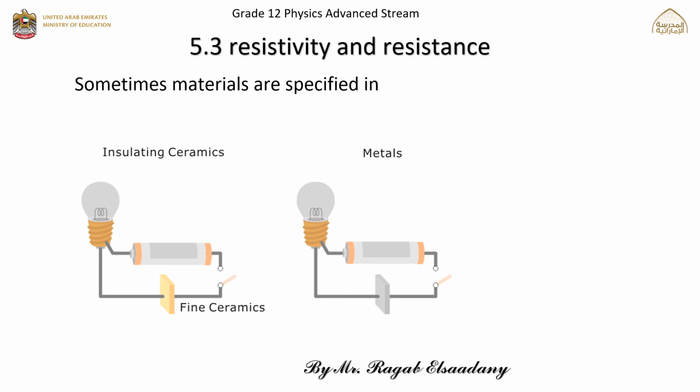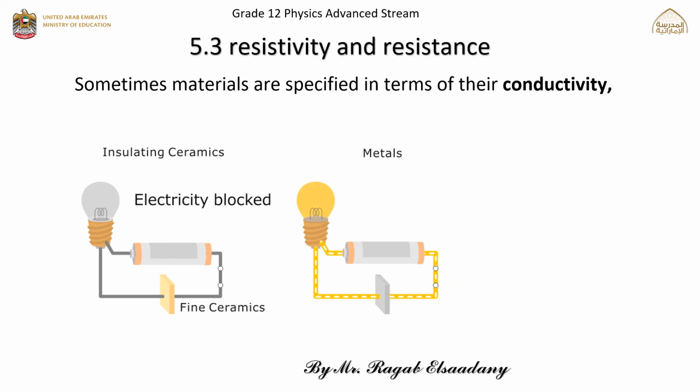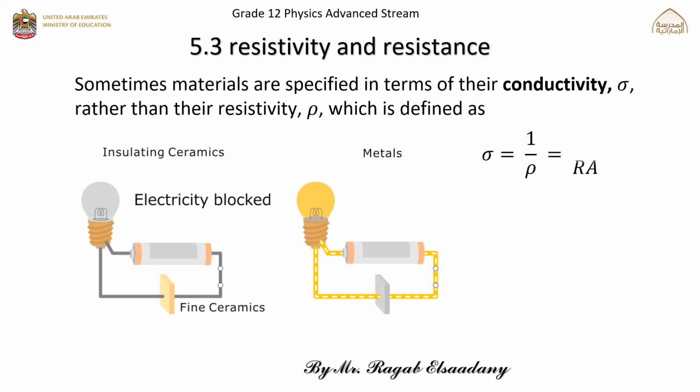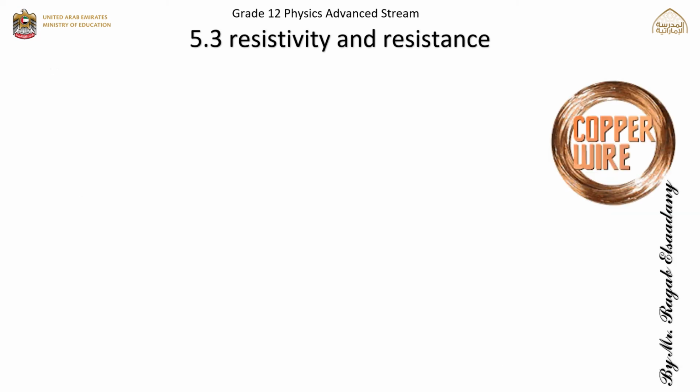Sometimes materials are specified in terms of their conductivity sigma rather than their resistivity rho, which is defined as sigma equals 1 over rho equals L divided by R times A. And the measurement unit of conductivity is ohm meter power minus 1.